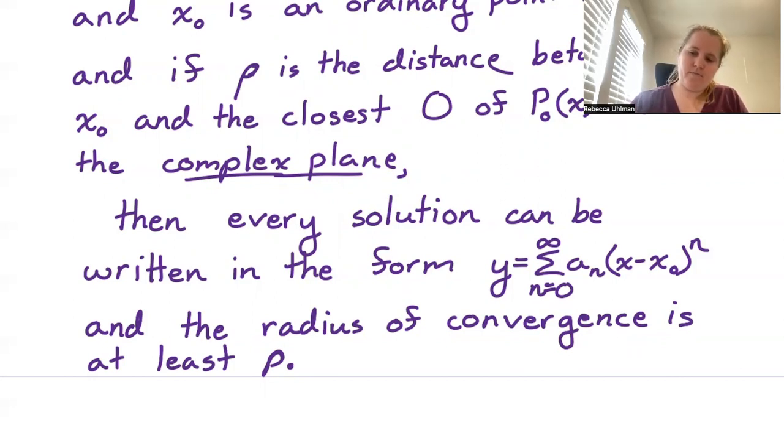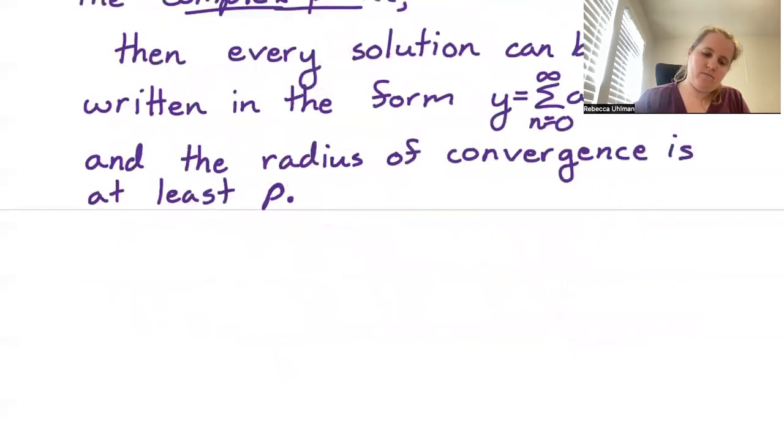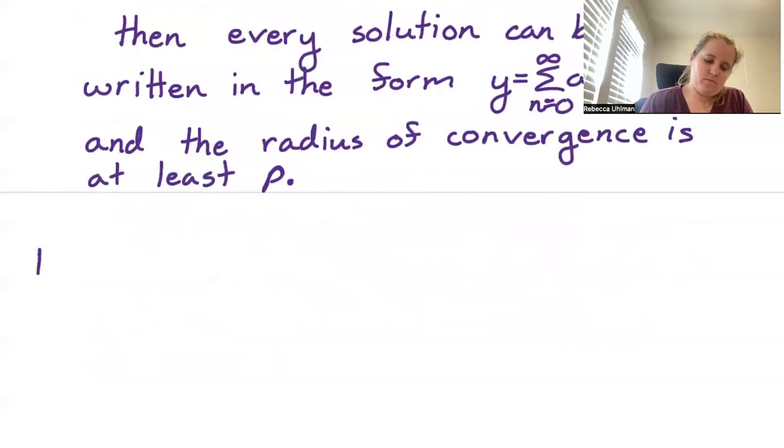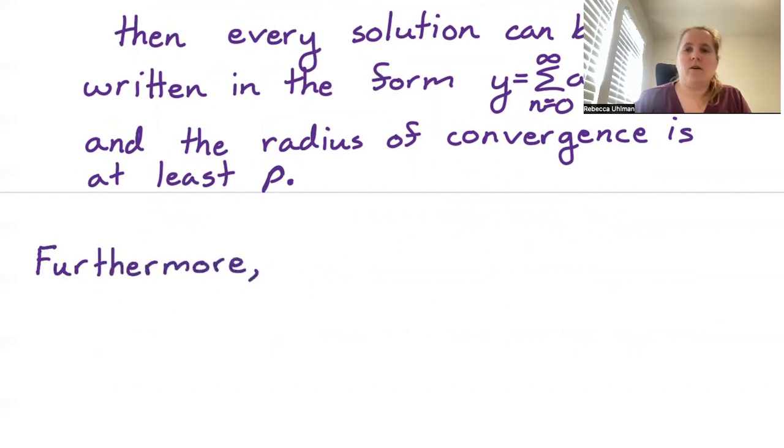Furthermore, we know that if y is equal to the sum from n equals 0 to infinity of a sub n times x minus x naught to the n. I apologize, my screen is not updating well.